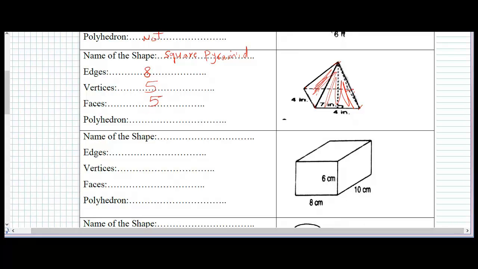Is this shape a polyhedron or not? We said polyhedron means no curved sides or no curved face, no circle at all. So this is a polyhedron. Yes.